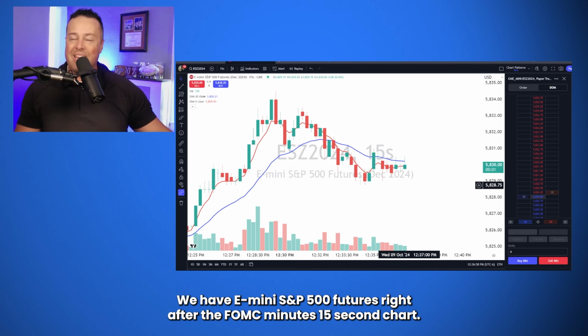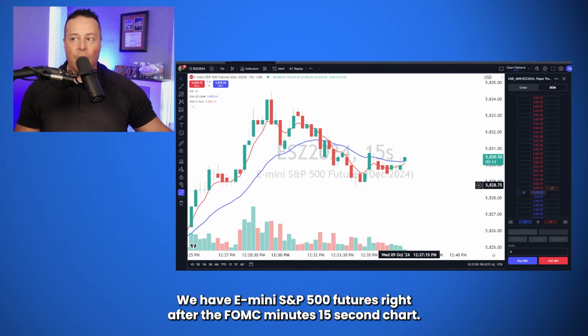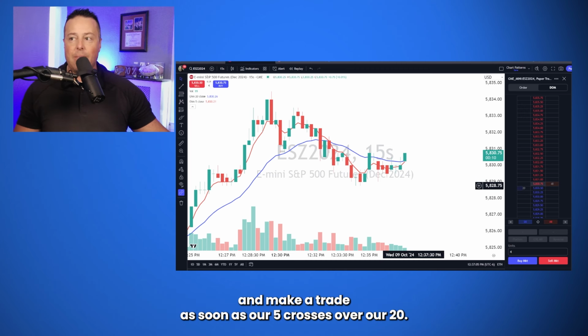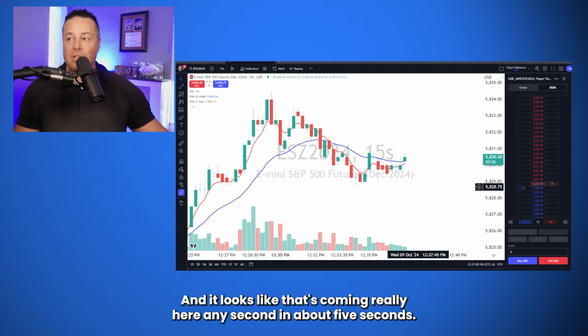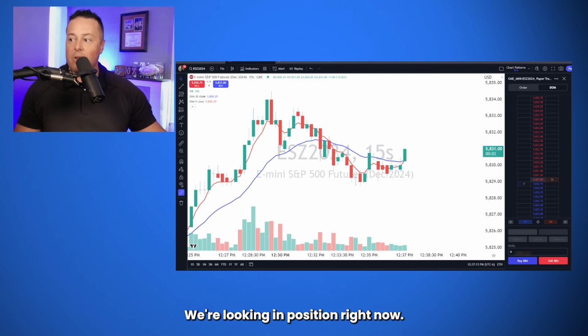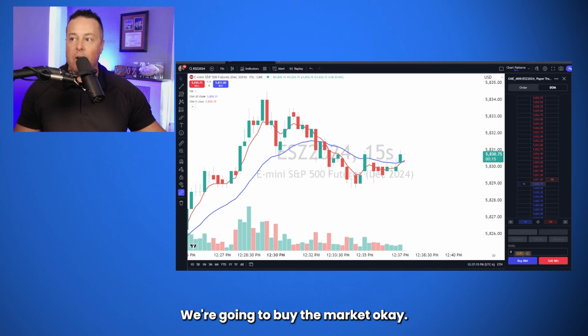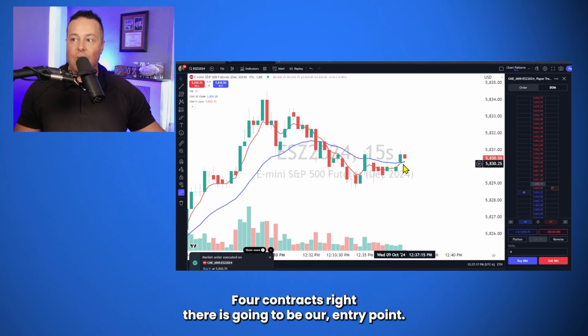Right here, we have E-mini S&P 500 futures, right after the FOMC minutes, on a 15-second chart, and we're going to be looking to make a trade as soon as our 5 crosses over our 20. It looks like that's coming any second, in about 5 seconds. We're in position right now. We're going to buy the market. Okay, 4 contracts right there is going to be our entry point.